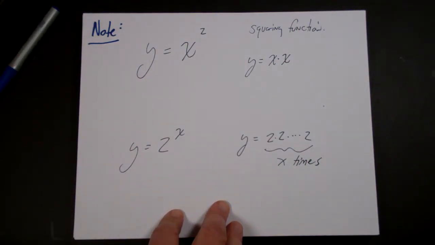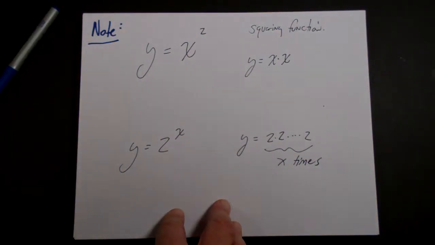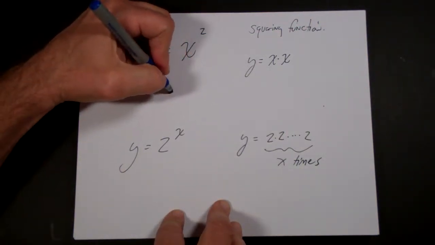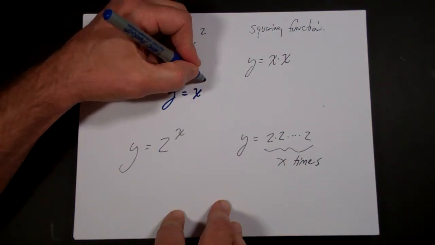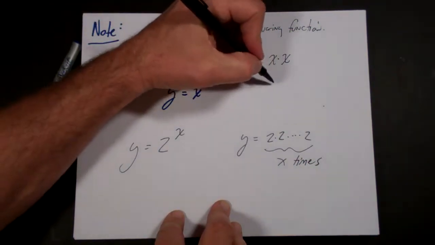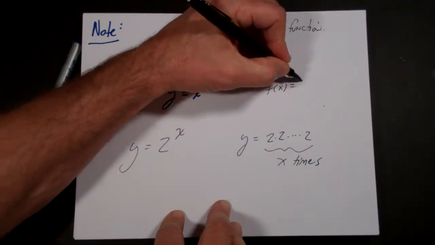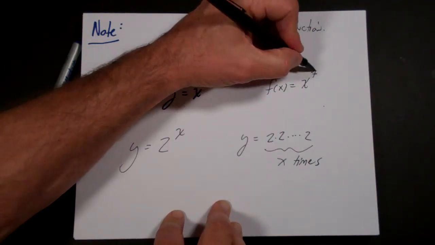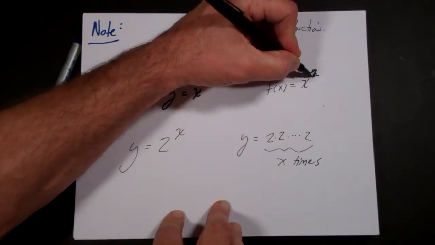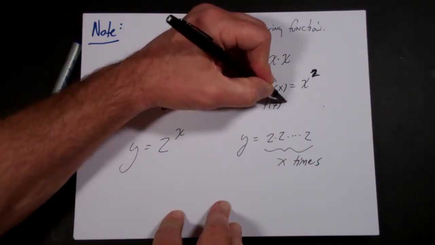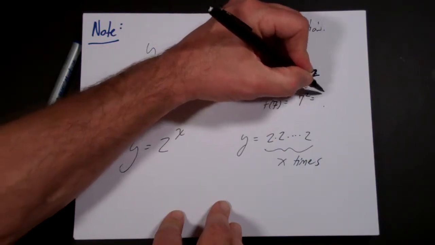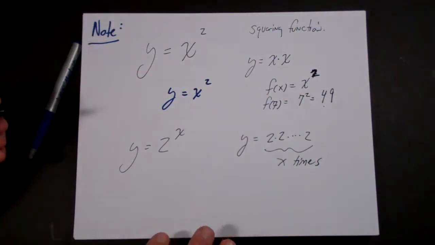So let's think about that for a second. If we had y = x squared, or sometimes you can say f(x) = x squared, let's see what f(7) would be. That would be 7 squared, or 49.